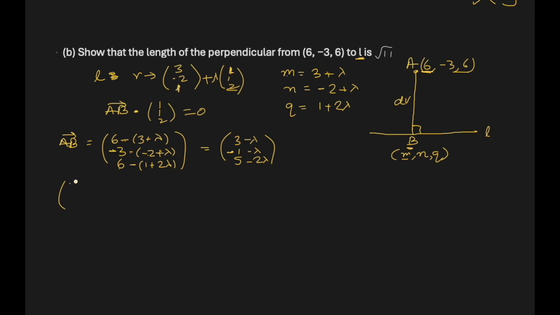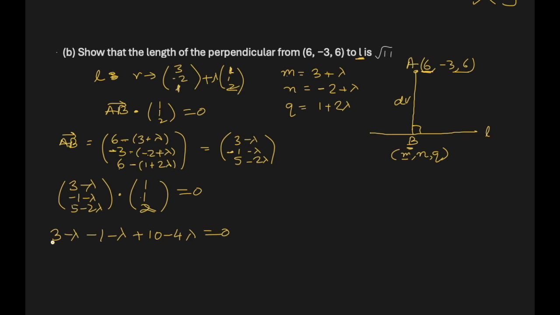So the vector is 3 minus lambda, minus 1 minus lambda, 5 minus 2 lambda, dot 1, 1, 2, and it has to be equal to 0. Again, for the dot product, we'll have to multiply x component with x component. So 3 minus lambda multiplied with 1, then we'll have minus 1 minus lambda when we multiply these two, and it will be plus 10 minus 4 lambda equal to 0.